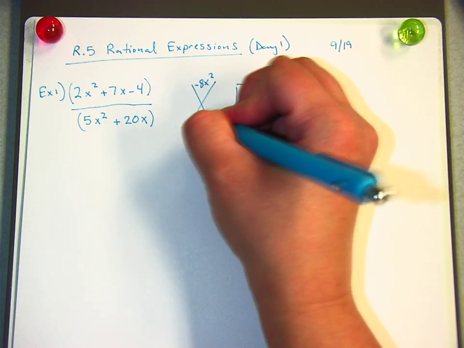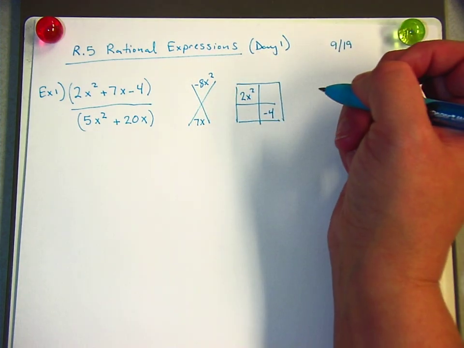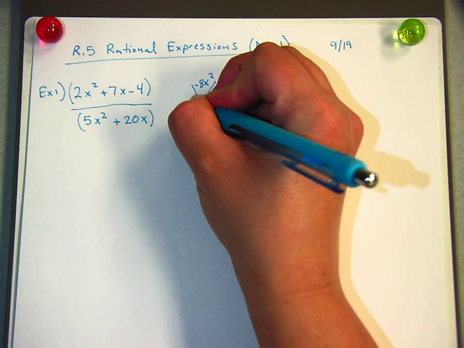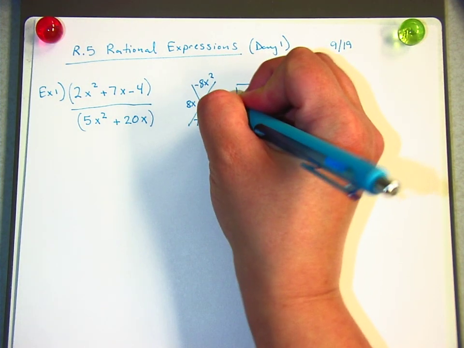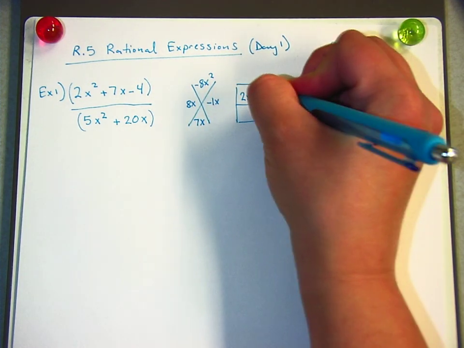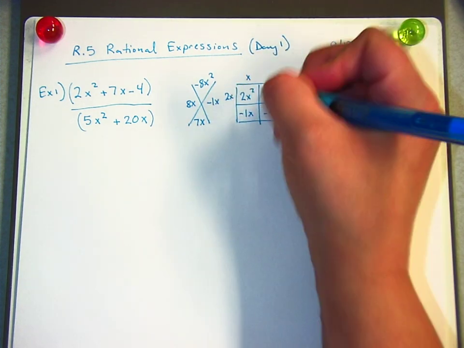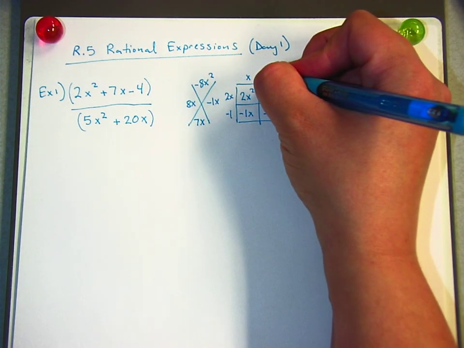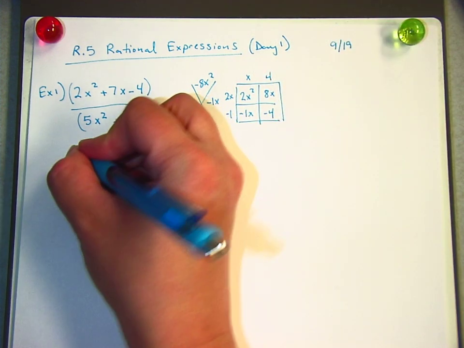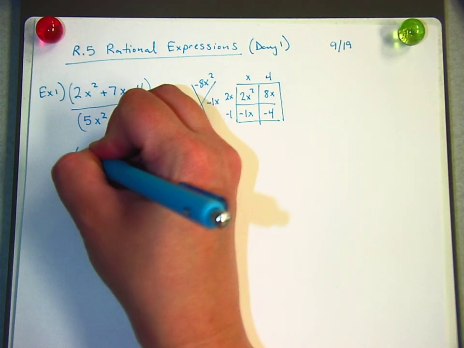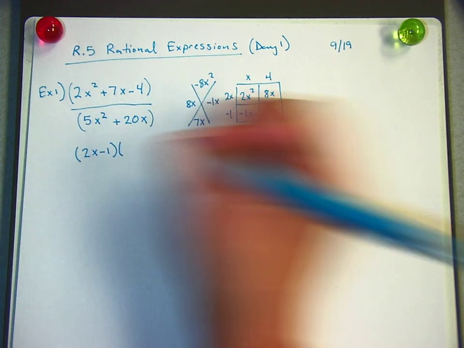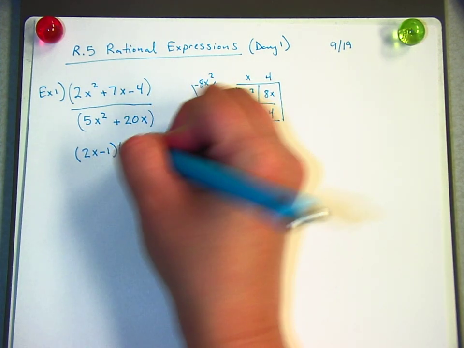You can pause the video right now and try it on your own if you want to. Let's see, negative 8 and 7, so that'd be 8x and negative 1x. 2x here, x there, negative 1 there, and 4 here. So the top of my fraction is 2x minus 1 and x plus 4.